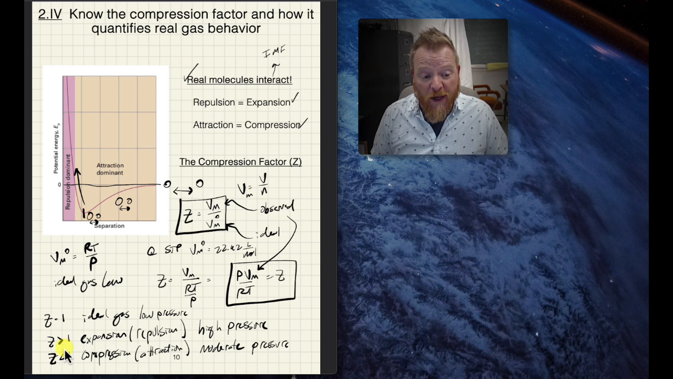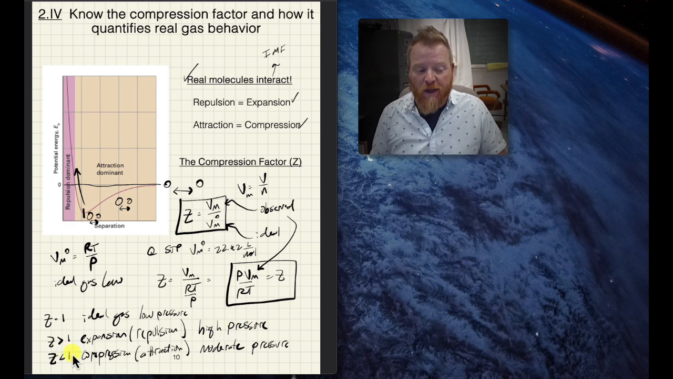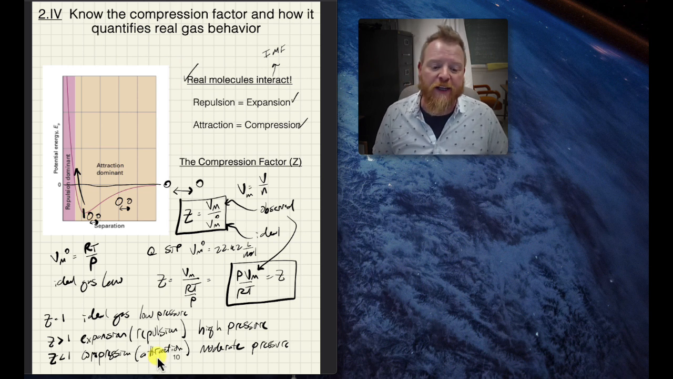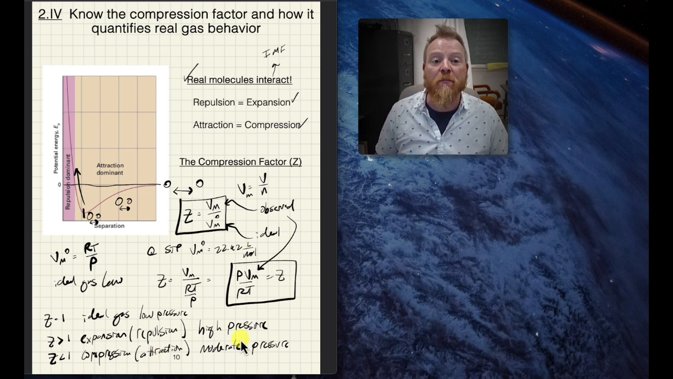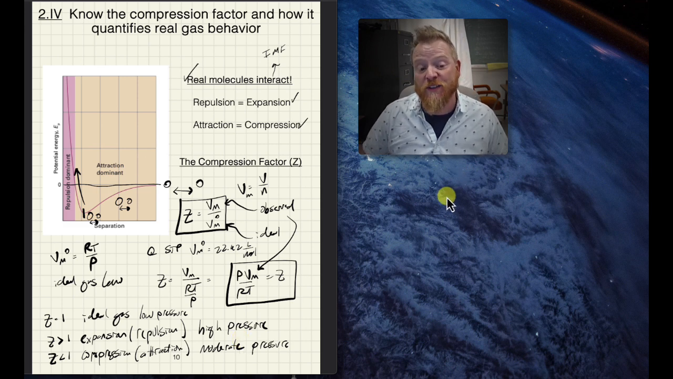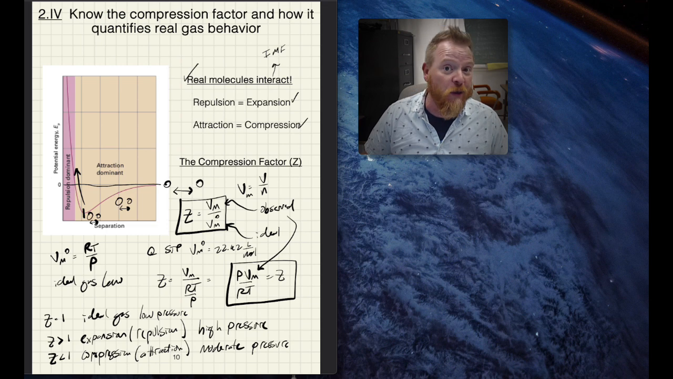Z greater than 1, that owes to expansion from repulsive intermolecular forces, which occurs at high pressure. And Z less than 1 is achieved through compression or attractive intermolecular forces, which occurs at moderate pressures. Okay, so we're going to keep going down the rabbit hole with this compression factor, but I just wanted to have a standalone video on introducing what it is.